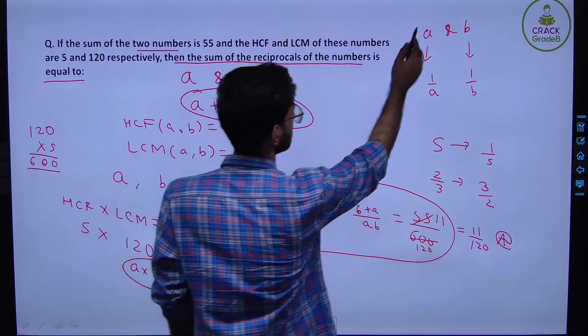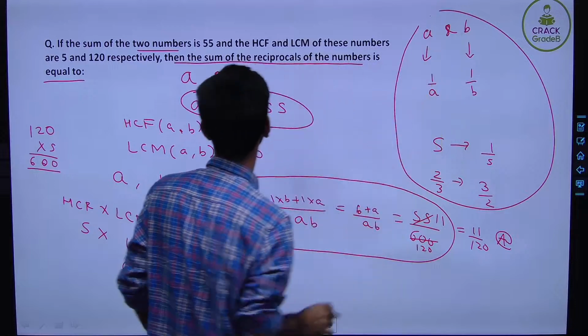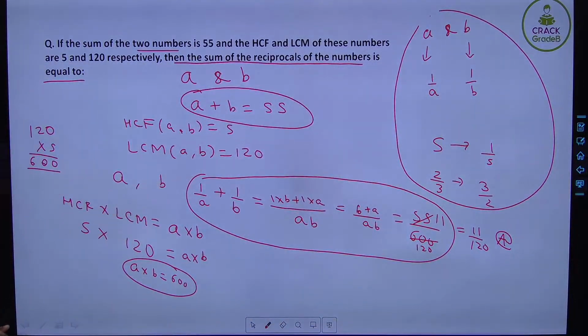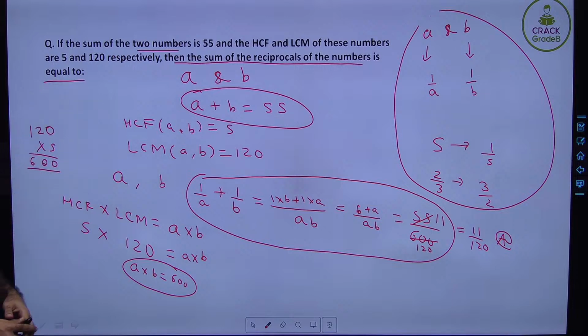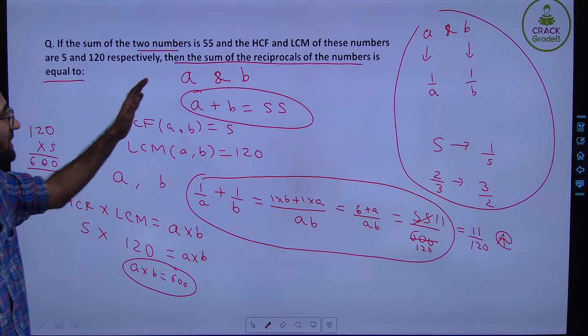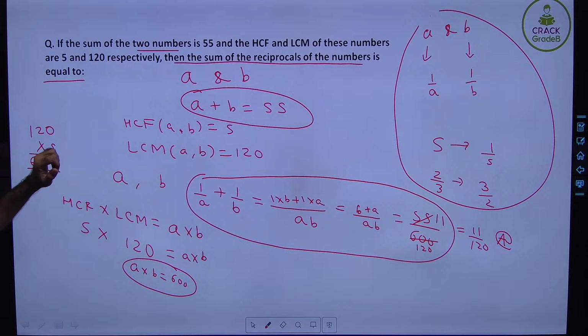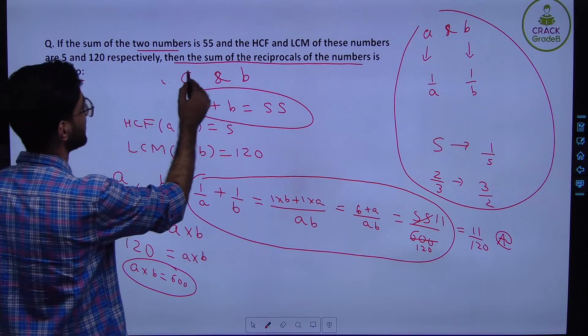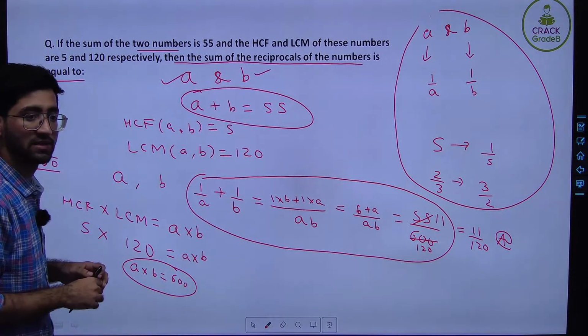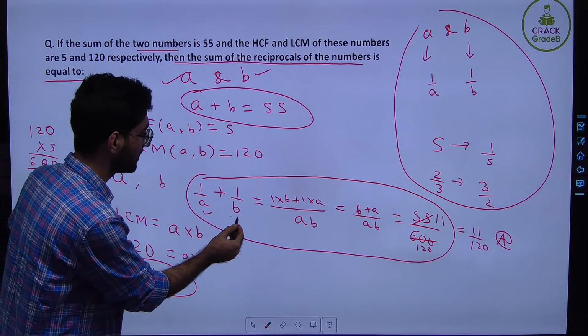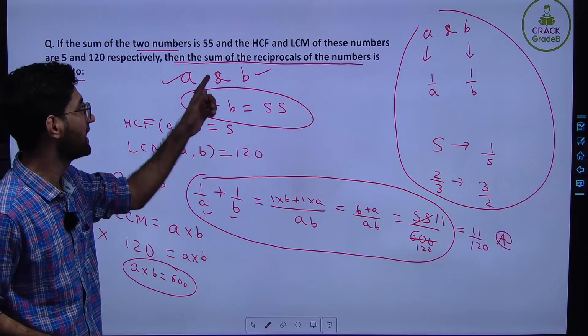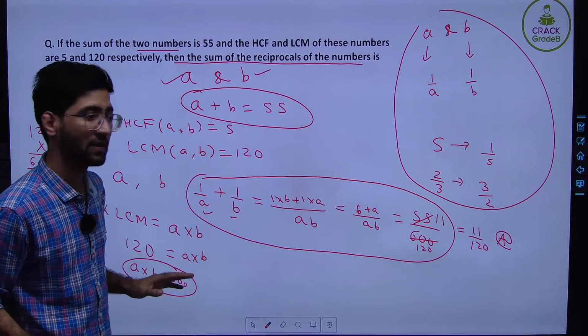Now I will explain this question again. It was given in the question that the sum of two numbers is 55 and the HCF and LCM of these numbers are 5 and 120 respectively, then the sum of the reciprocals of the numbers is equal to what. We assumed that the numbers are A and B. If the numbers are A and B, the reciprocals will be 1 by A and 1 by B. And we had to find 1 by A plus 1 by B.